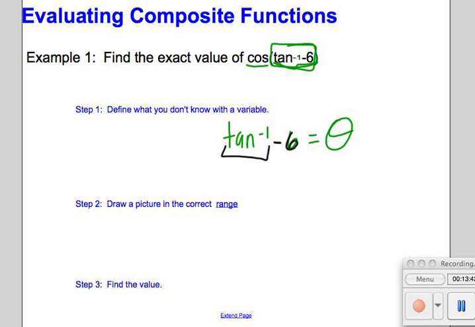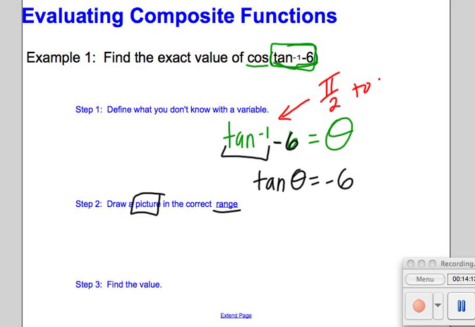Now, the number one reason I do this is because now I can rewrite this in more understandable terms. I can rewrite this as an equivalent statement that says tangent of theta equals negative 6. That's what tangent inverse means. The tangent of some angle is negative 6. Now, because of this, I can draw a picture of theta, in the correct range. So I have to remember my ranges of my inverse function. I have to remember tangent inverse is from negative pi over 2 to pi over 2.